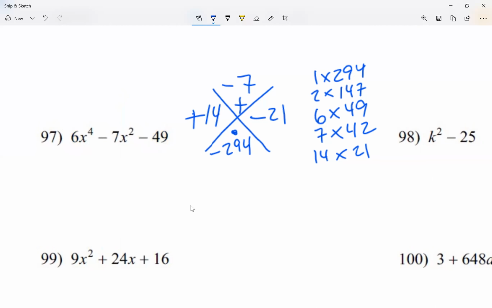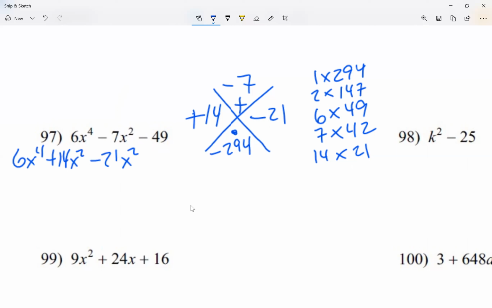how to split the middle term. Because my first number is not a 1, I'm going to split my middle term. If it was a 1 to begin with, I would go straight to parentheses. So my first term, 6x to the 4th, is just 6x to the 4th. My middle term, negative 7x squared, I'm going to break as positive 14x squared minus 21x squared.